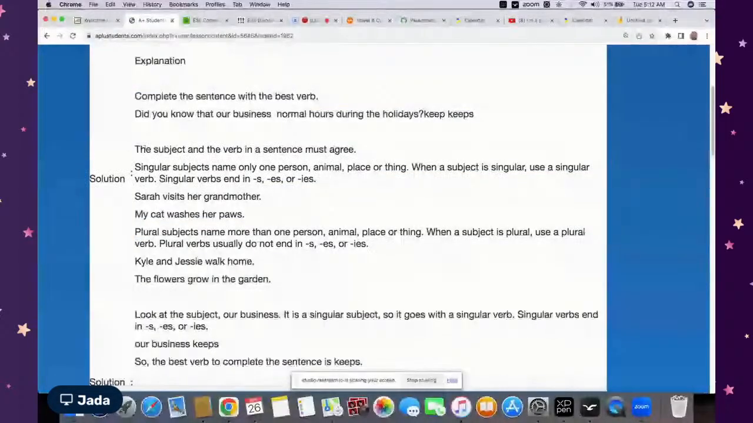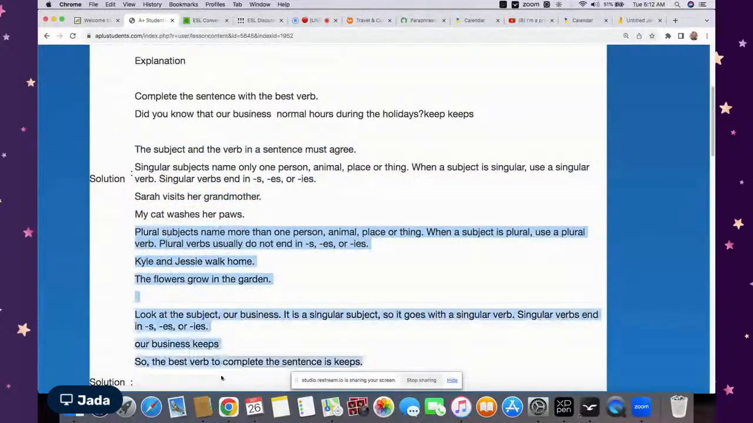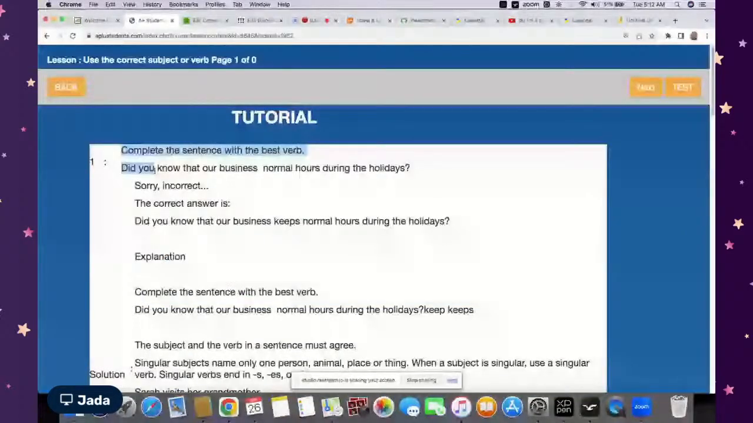Now, we have the subject and the verb in a sentence. I do not get why the verb is keep. Verb is keep. You do not get why the verb is keep. Keep, okay, is the verb, but it's just completing the sentence. Now we need to just look at the sentence. The sentence says, did you know that our business.